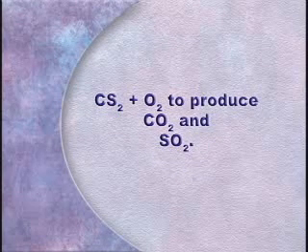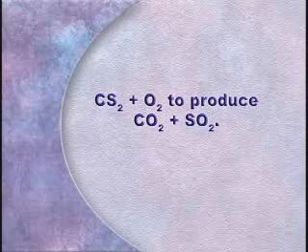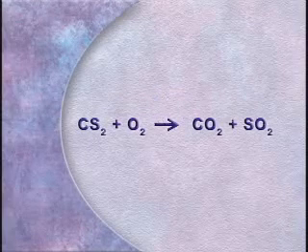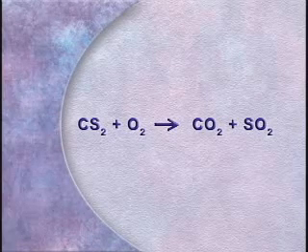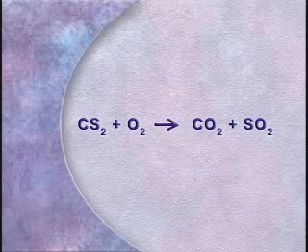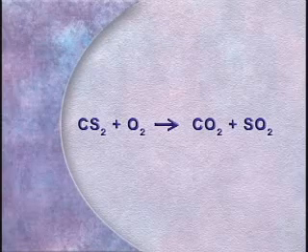Now, we add in the appropriate plus symbols and the yield sign, and this gives us the chemical equation CS2 plus O2 yields CO2 plus SO2. As previously mentioned, according to the law of conservation of mass, matter can neither be created nor destroyed in a chemical reaction. Consequently, the number of atoms of an element on the reactant side of the equation must equal the number of atoms of the element on the product side of the equation. I'm afraid that isn't the case with this equation.